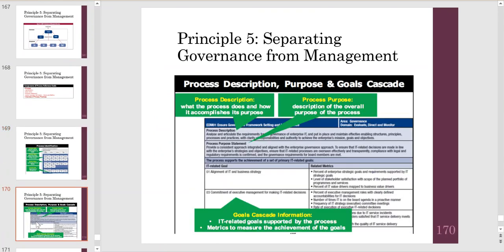Here, I think you will find this in the slides. It's not necessary. It's not needed for 4.4. I'll just explain very quickly. This is EDM 1, so process number 1 in governance.